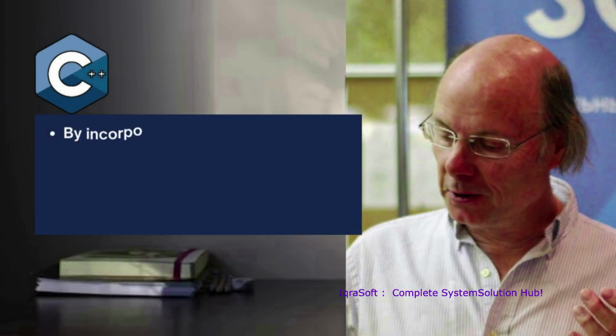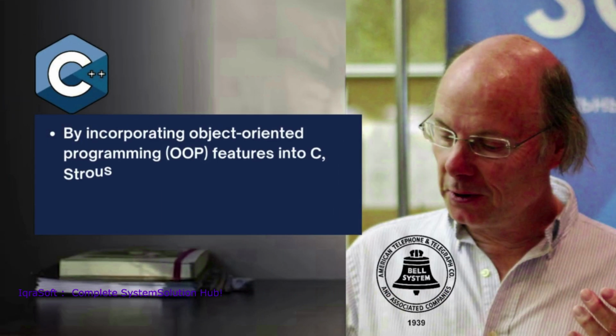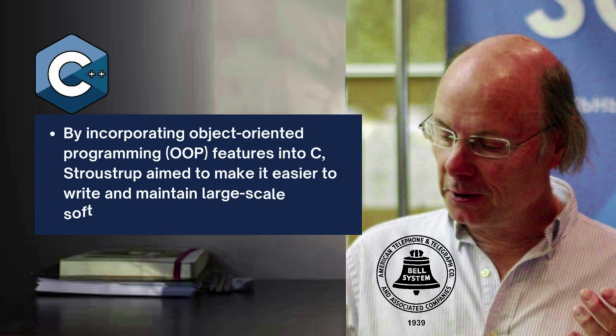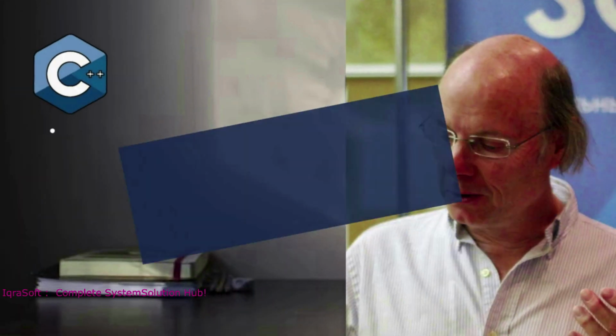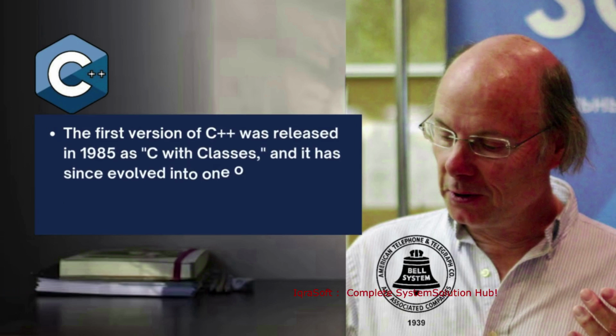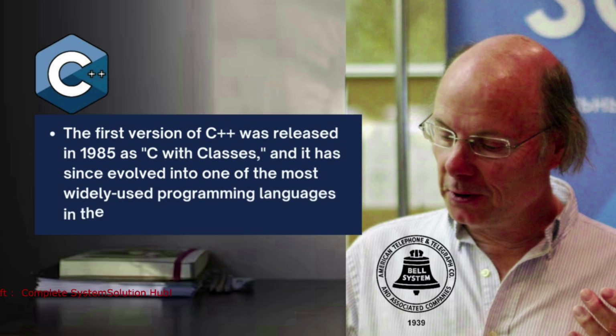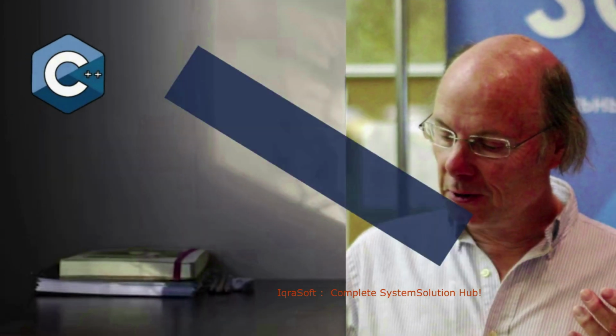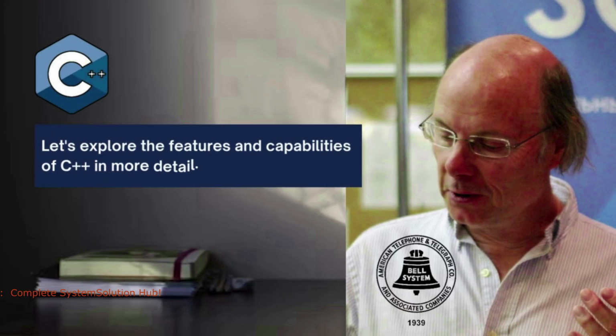By incorporating object-oriented programming (OOP) features into C, Stroustrup aimed to make it easier to write and maintain large-scale software projects. The first version of C++ was released in 1985 as C with classes, and it has since evolved into one of the most widely used programming languages in the world. Let's explore the features and capabilities of C++ in more detail.